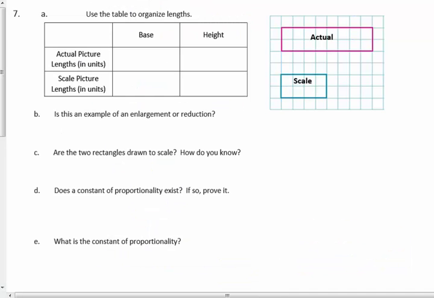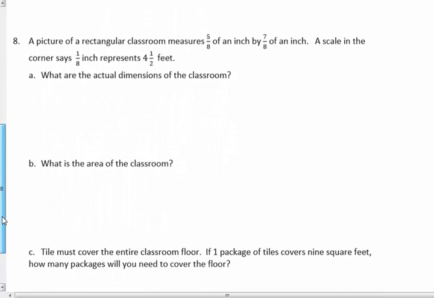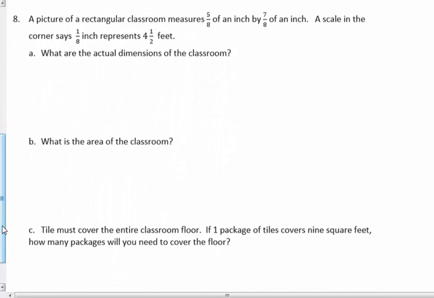Number 7, I'm going to leave for us to do in class on Tuesday. So I'm going to go on to number 8. A picture of a rectangular classroom measures 5/8 of an inch by 7/8 of an inch. A scale in the corner says 1/8 of an inch represents 4.5 feet. What are the actual dimensions of the classroom?